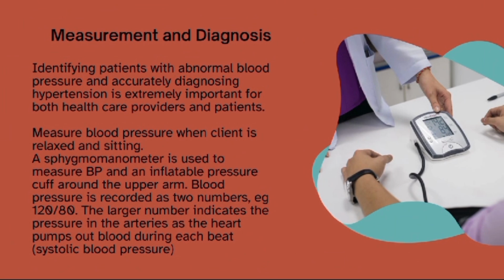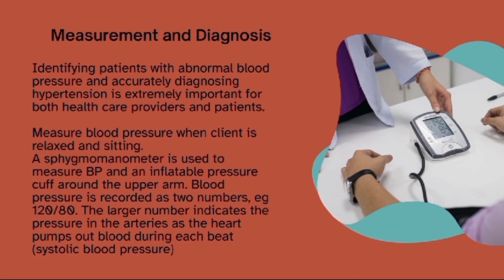Measurement and diagnosis. Identifying patients with abnormal blood pressure and accurately diagnosing hypertension is extremely important for both healthcare providers and patients. Measure blood pressure when the client is relaxed and sitting. A sphygmomanometer, an inflatable pressure cuff around the upper arm, is used to measure blood pressure. Blood pressure is recorded as two numbers.